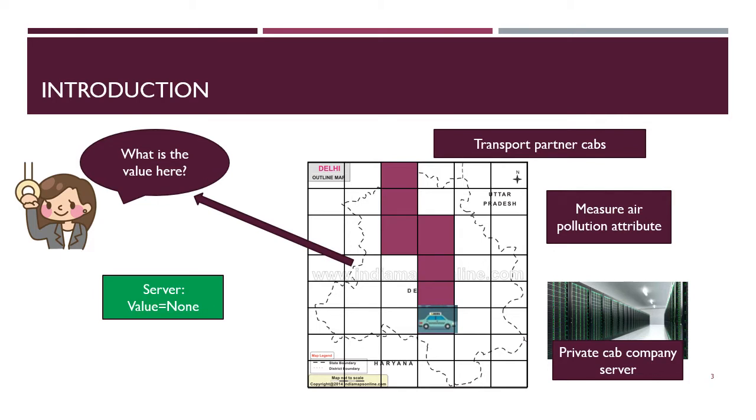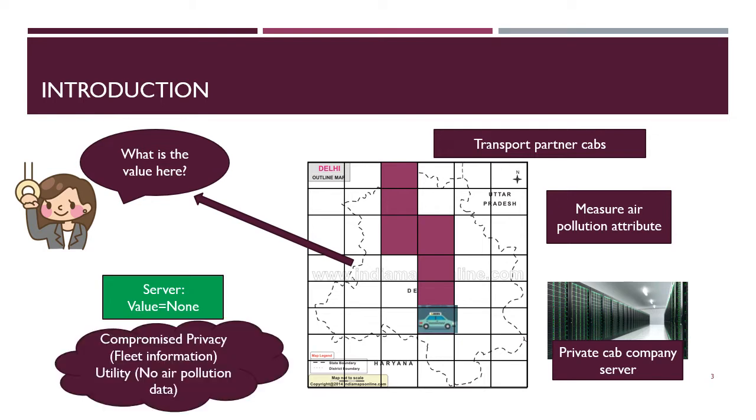But what if the query location does not have any particular value? In that case, the server has to answer that there is no value. However, this gives rise to a utility as well as a privacy problem. The utility problem is that legitimate clients like commuters or environmentalists want the server to give a response to each and every query. The privacy problem for the server is that the server does not want to reveal the location of cabs and fleet size, as this will reveal their business model.